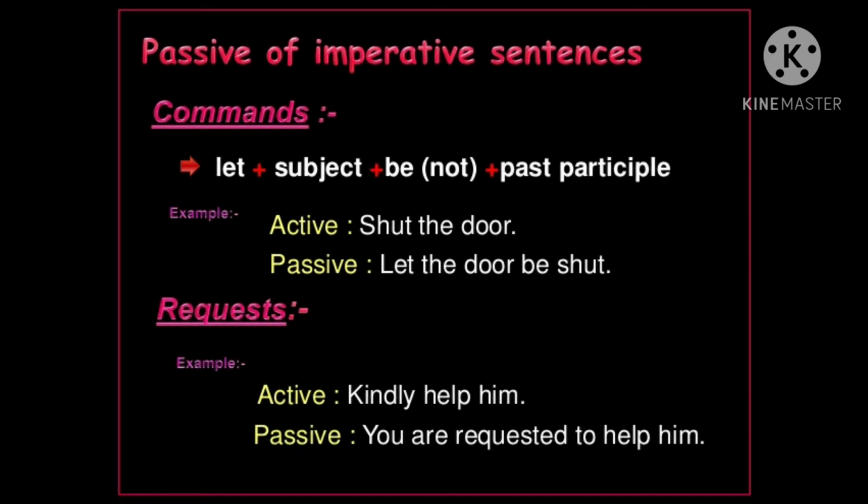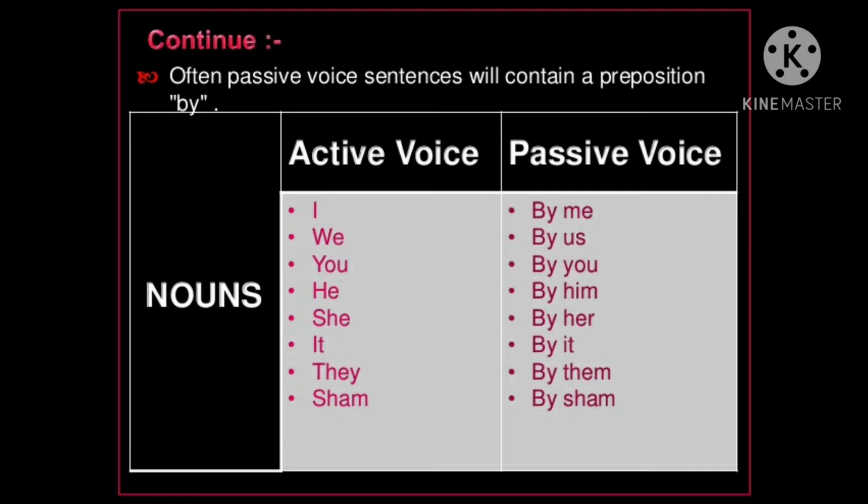Now we will see the request. How will it change? For example, in active voice, kindly help him. Now we'll change it into a passive voice. How will we write? We will add you. You are requested to help him. So it is a request, that's why we will mention here requested. You are requested to help him. So children, we have already known the sentence structure.